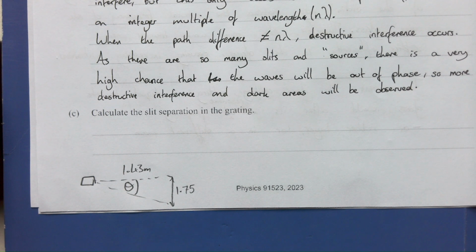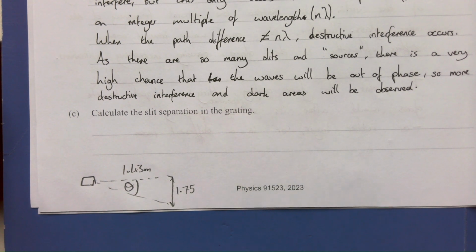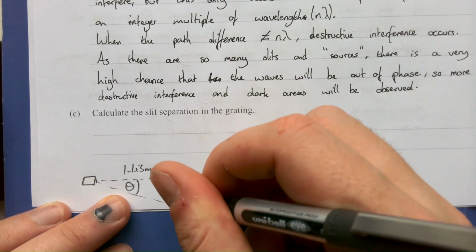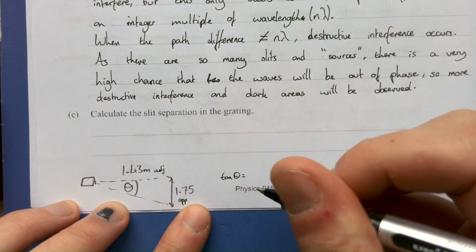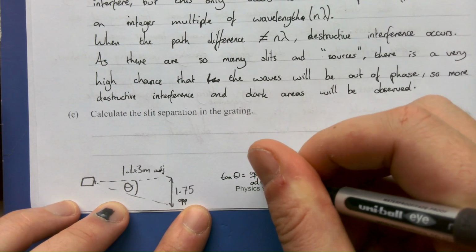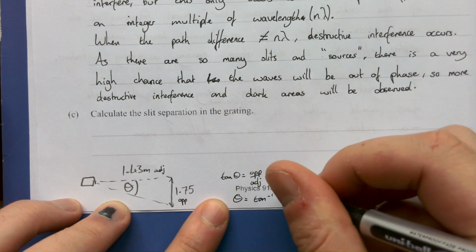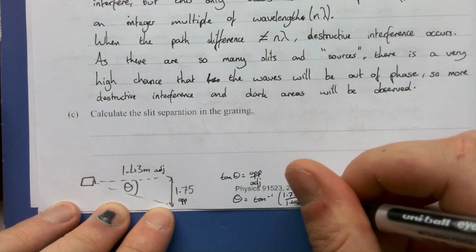Now, even just by eyeballing it, if your diagram's half to scale, which mine isn't really at all, the small angle approximation works for values of theta that are about a degree or less. This is quite obviously not going to be a degree or less, but what we do have, if this is our angle, this is our adjacent side, this is our opposite side. And so we can say that tan theta is equal to the opposite over adjacent. Therefore, theta is equal to tan minus 1 of the opposite side, 1.75, divided by the adjacent, 1.43.